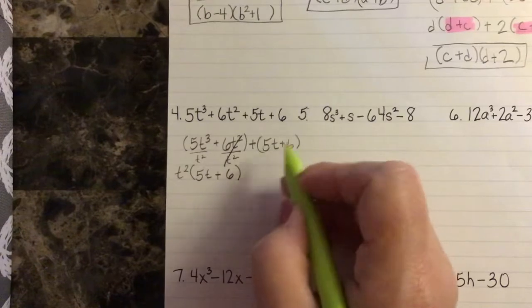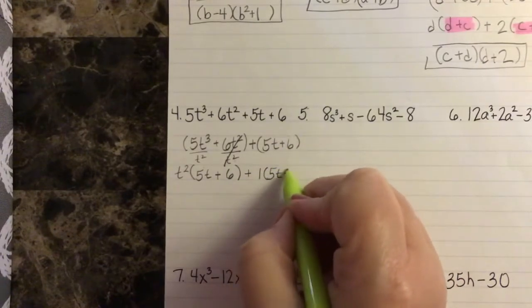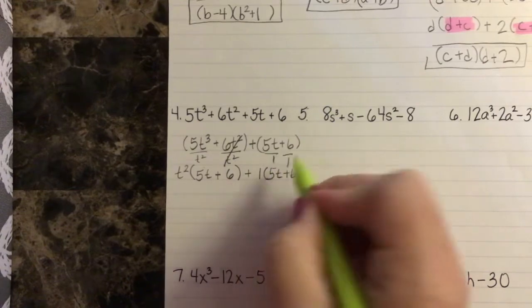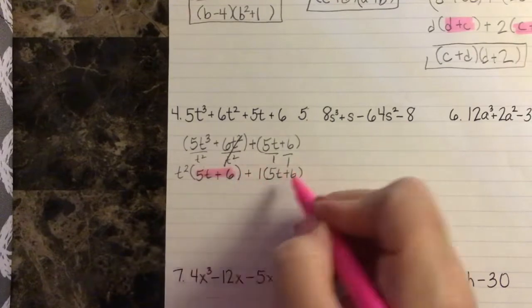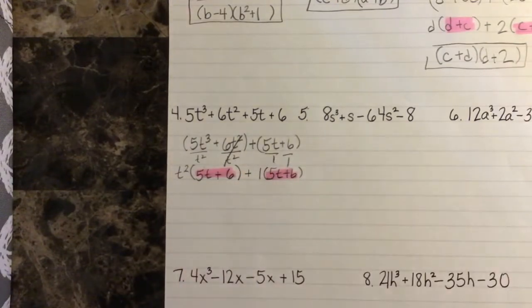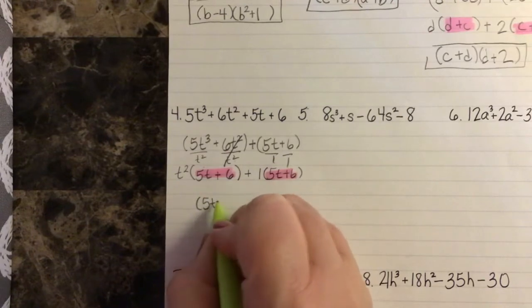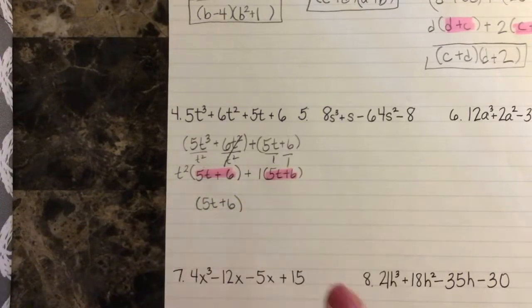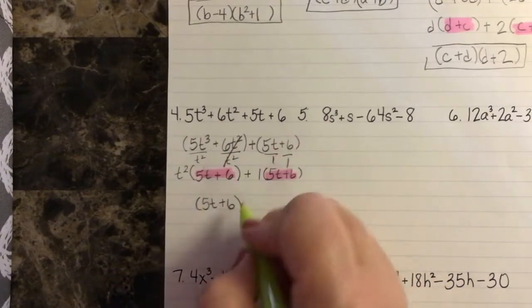This group has 1 in common, and 5t plus 6 would be left if you divide these by 1. And did it work? Yes, those are the same. So my common factor of that new binomial is 5t plus 6. When I take out the common factor, I'm left with t squared plus 1.